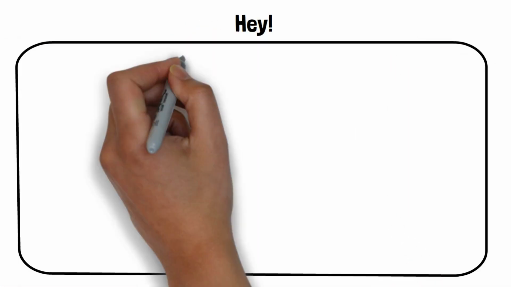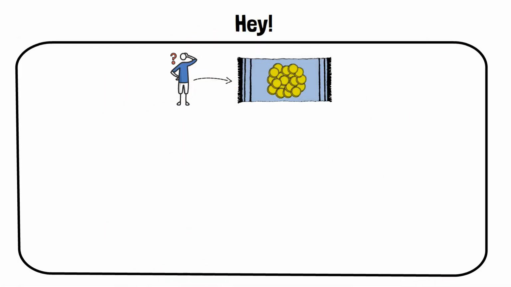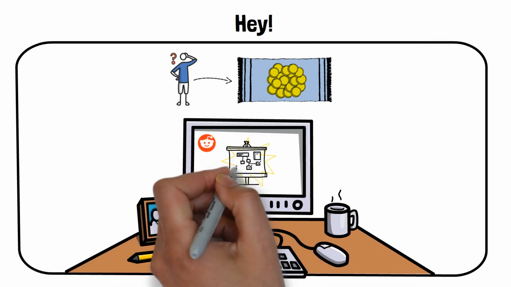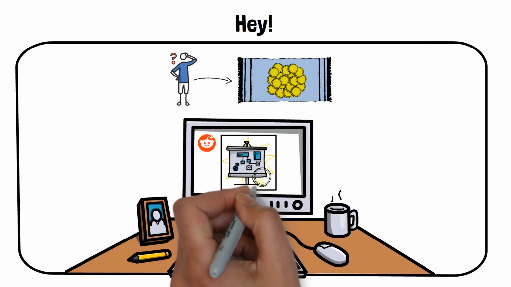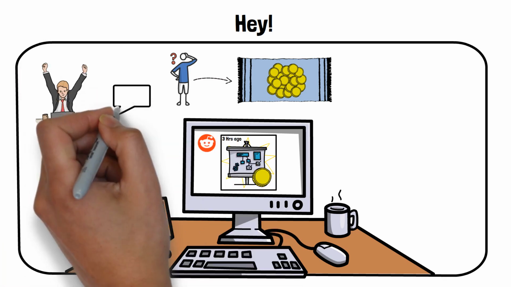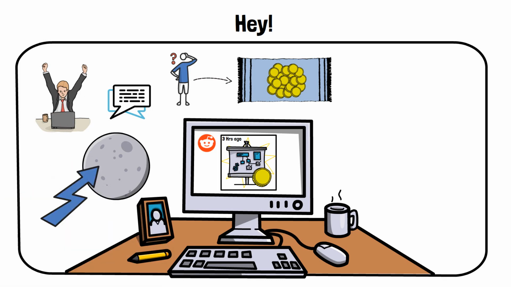Hey, in this video, we're going to cover what is a rug pull in crypto. Imagine that one day, while browsing Reddit, you've stumbled upon a brand new crypto project. Somebody made a post about a token that was just launched a few hours ago. It looks great, and there are multiple people commenting on how it will surely go to the moon.